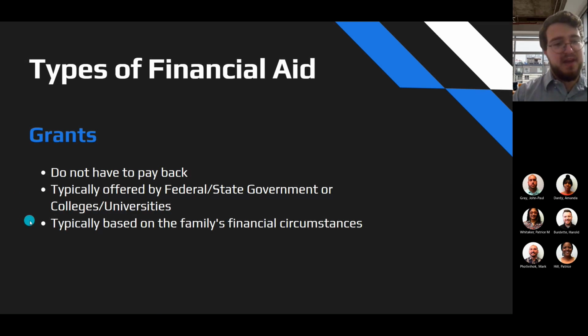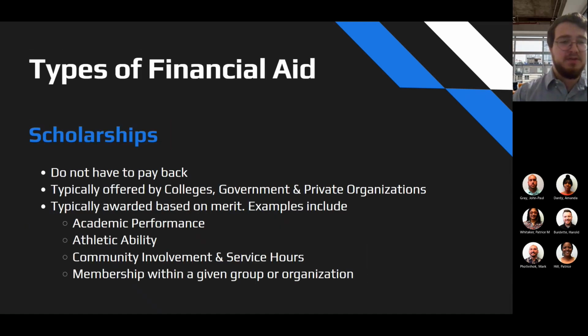It is not always the case, but it is typically the case that grants are awarded based on financial circumstances or household finances, usually in the form of income brackets. Scholarships, like grants, do not have to be paid back. They're offered by colleges, governments, and other organizations, often community organizations or local businesses, things of that nature.